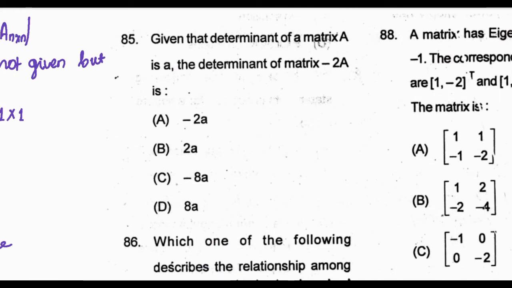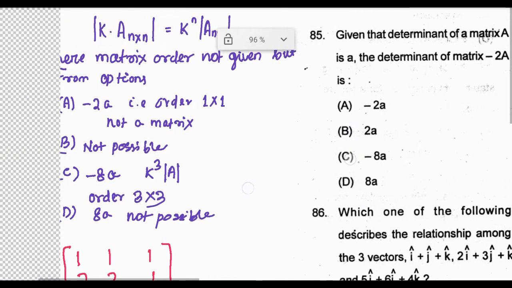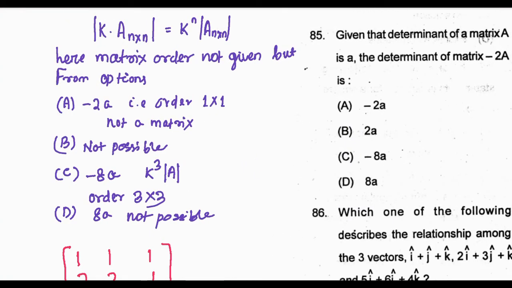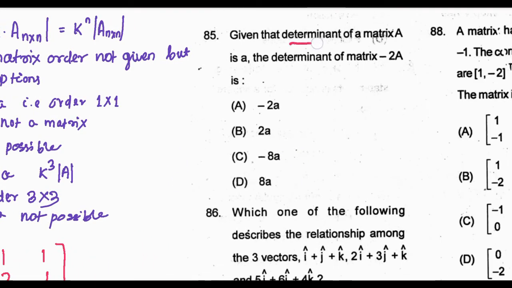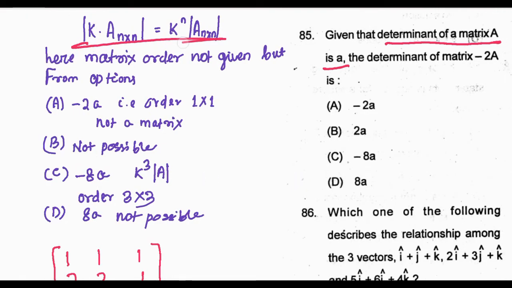Given that the determinant of a matrix A is a, find the determinant of the matrix minus 2A. So here, if we multiply a constant k to an n cross n matrix, then its determinant will be k to the power n into the determinant of the previous matrix. So here the matrix order is not given. First thing, the matrix order is not given, only that the determinant of the matrix is a. So we cannot say what the multiplication will be.